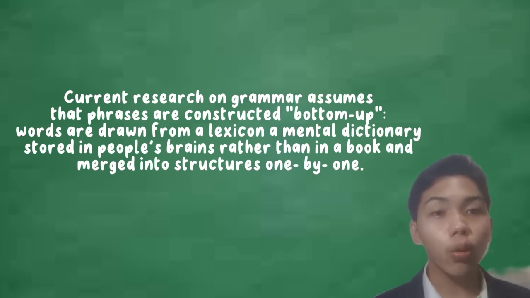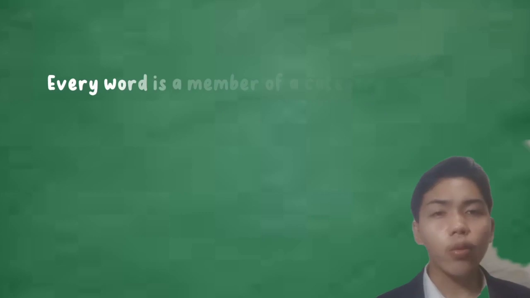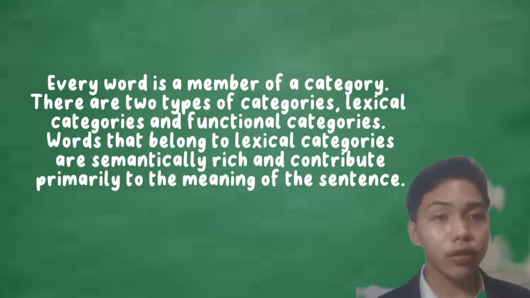Words are drawn from a lexicon, a mental dictionary stored in people's brains rather than in a book, and merge into structures one by one. Here's how this works in detail. Every word is a member of a category.